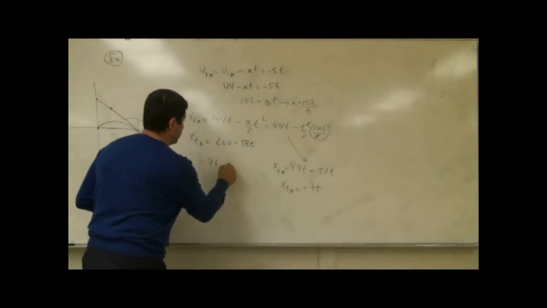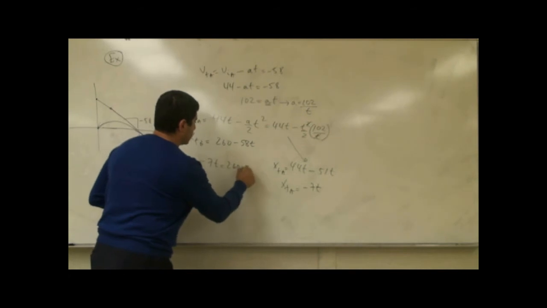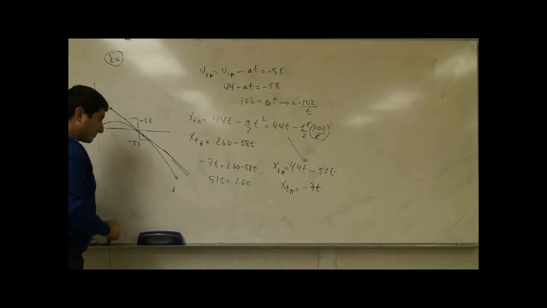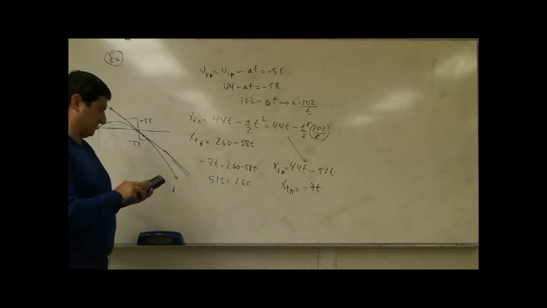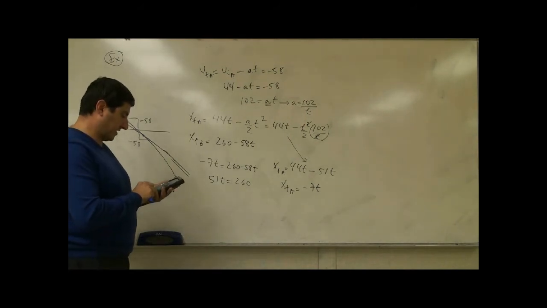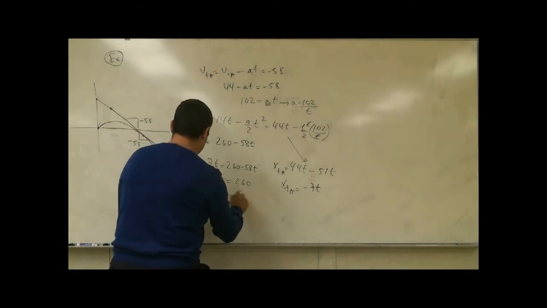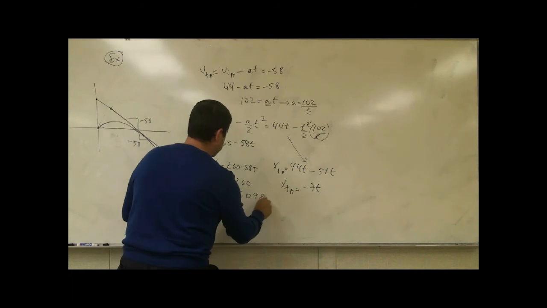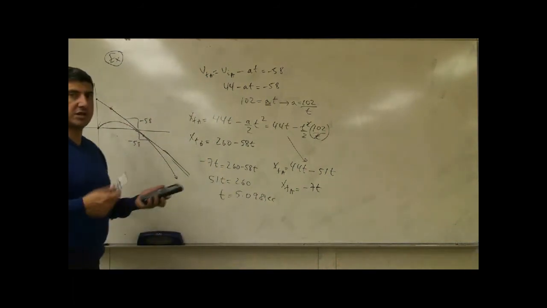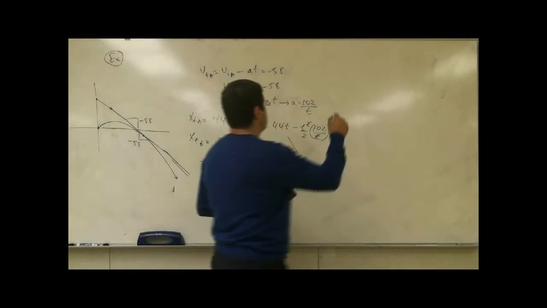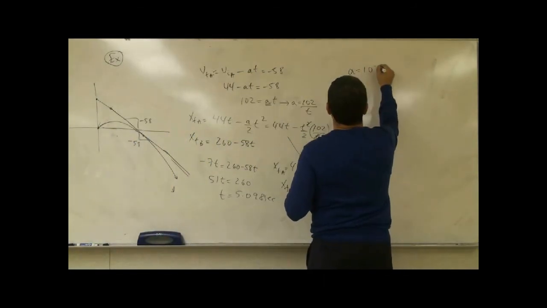Negative 7t equals 260 minus 58t. And then you take that over here, and divide. 260 divided by 51. Okay, you get t is equal to 5.098 seconds. So that's how long it will take the collision to happen. Then you put that back into this equation. a is equal to 102 over 5.098.